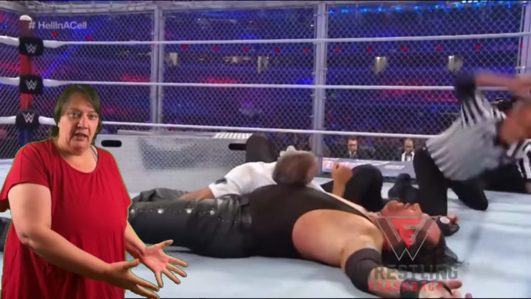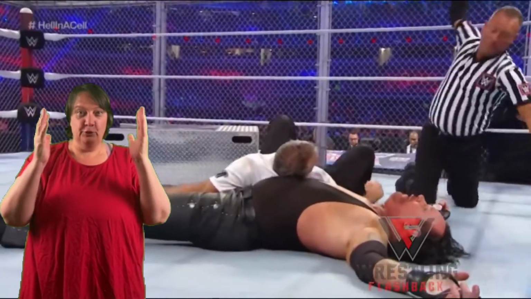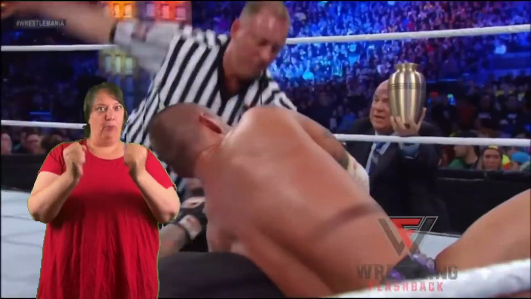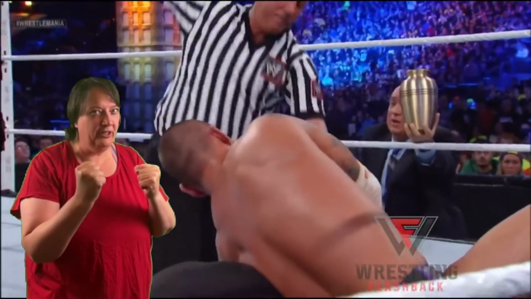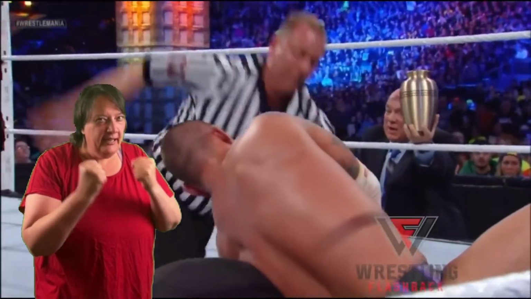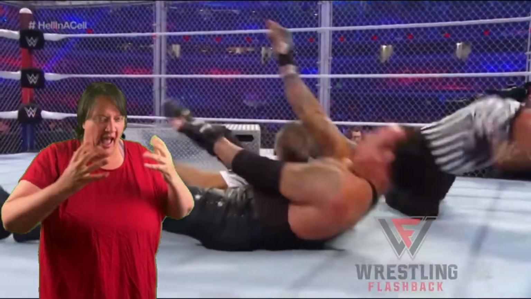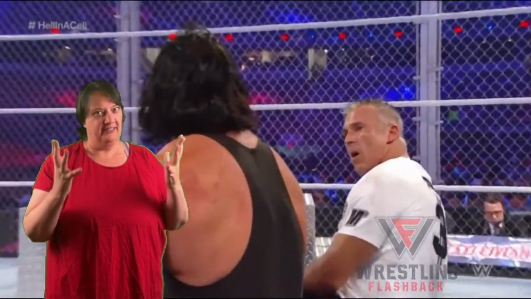Ladies and gentlemen, the Undertaker is down. The Undertaker is lying on the mat. He's down. What's he going to do? Oh, look, there's Paul Bearer coming with the urn. Is he going to do it? He's holding up the urn. And the Undertaker rises.